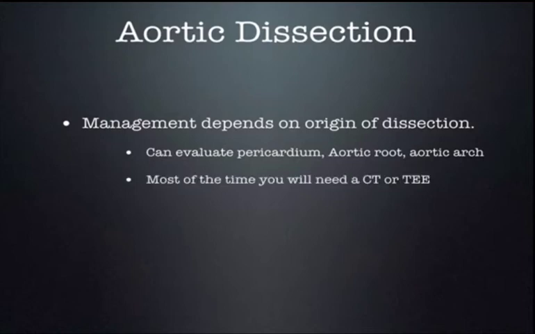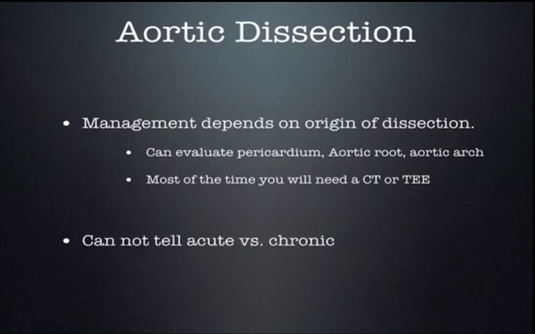As I previously mentioned, most of the time you're going to have to advance to CT or transesophageal echo, or TEE. Most of the time you're going to do this because, again, management critically depends upon its origin as well as what organs the aortic dissection involves, and the vascular surgeon needs to make plans on how they're actually going to repair the aorta. So most of the time, you're going to be getting advanced imaging of these cases.